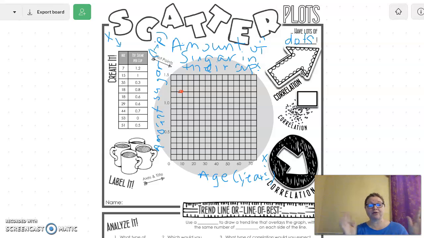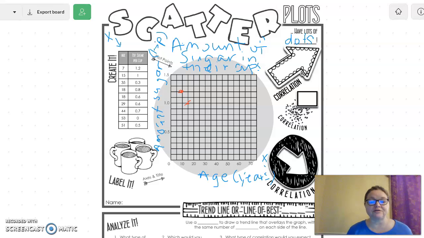Someone who's about your age, close, puts in 1 teaspoon. Does this mean every person's like this? No. This is just some data points that they collected and that we're graphing. All right, so you've got 15 and 1. And apologies that my circles look a little bit like lines.